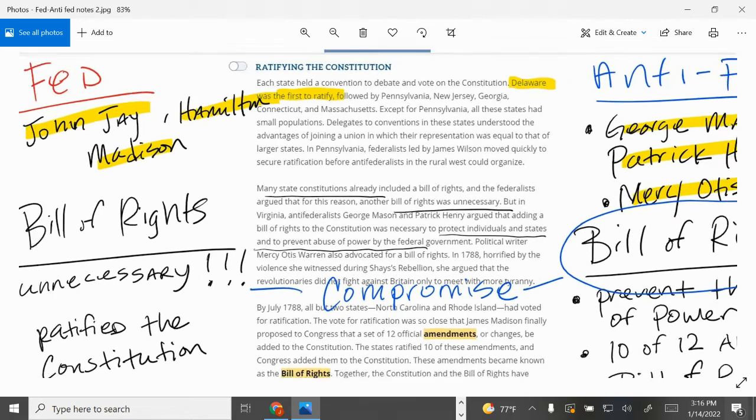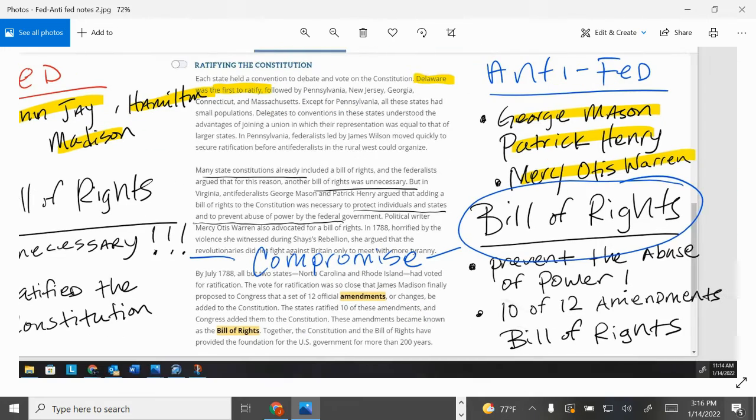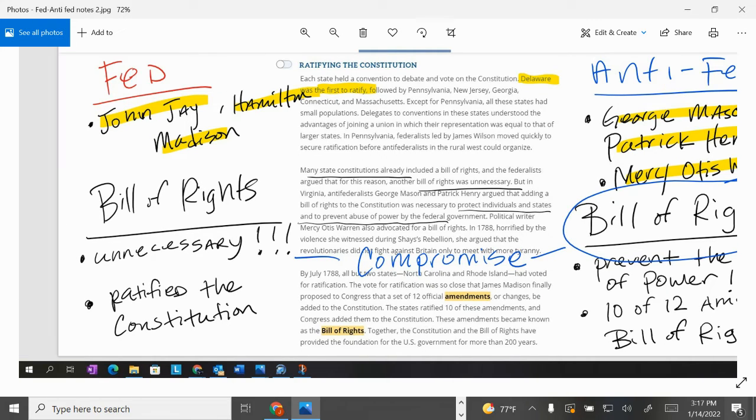But the Anti-Federalists would not budge, so they had to compromise. They made 12 changes, and they only approved 10 of them. Those 10 amendments, and amendments are changes, became known as the Bill of Rights. Based on that, the Federalists were able to ratify the Constitution, and the rest is history. We've been using this Constitution now for more than 200 years.